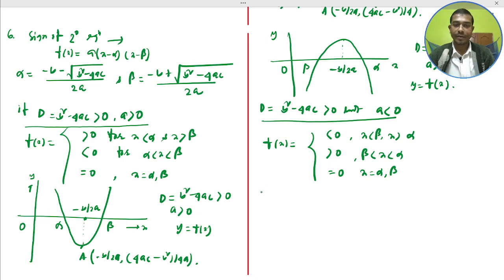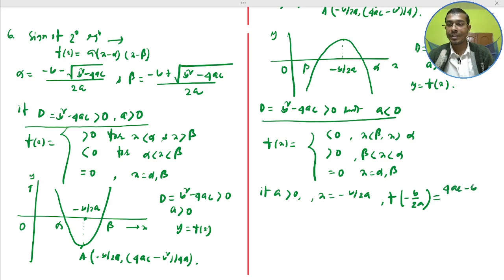So first, for a greater than 0, f(x) attains its least value at x equal to minus b by 2a. At this point, minus b by 2a, the function would become (4ac minus b square) by 4a. And if a is less than 0, f(x) attains its greatest value at minus b by 2a, and at this point it would also become (4ac minus b square) by 4a.